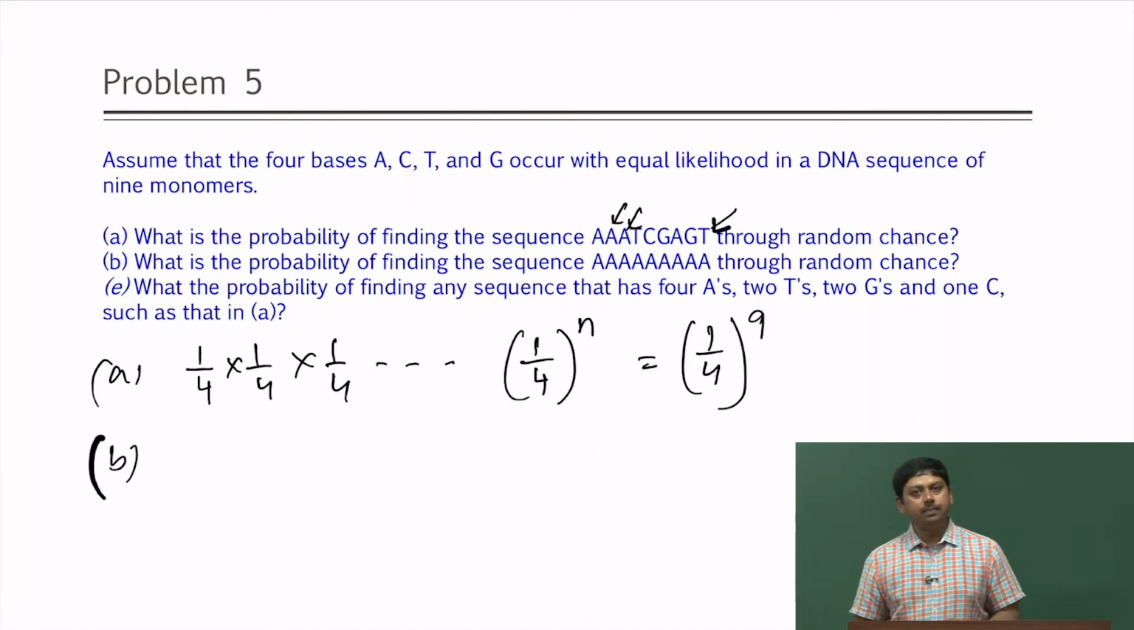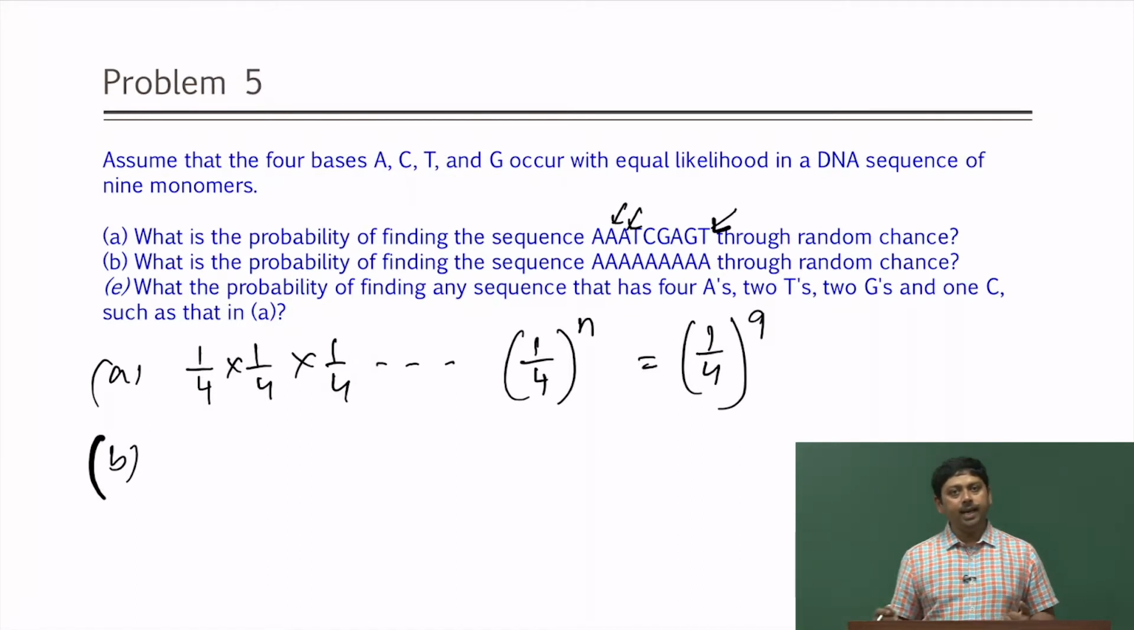Problem B is also the same thing, although it is the same sequence, but each one is independent of the previous one. Therefore, for B also, since there are 9 letters and each letter has 1 by 4, the answer will be 1 by 4 to the power 9.